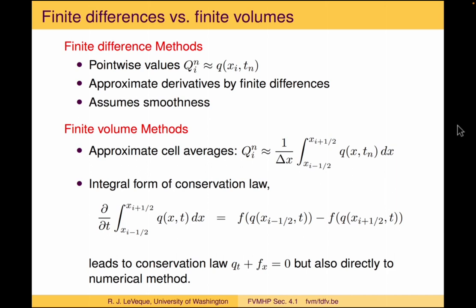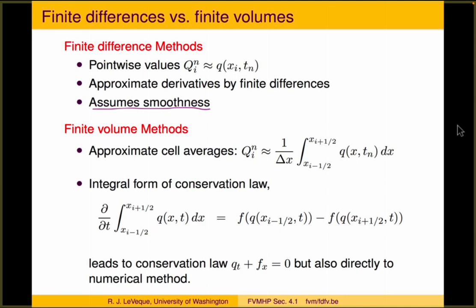But the problem with finite difference approximations is that they really do inherently assume smoothness, for approximating things with pointwise values, and we're using finite difference approximations to derivatives. But for hyperbolic problems, we'll often be interested in problems where there are discontinuities, shock waves, in the solution. And so we can't really assume smoothness.